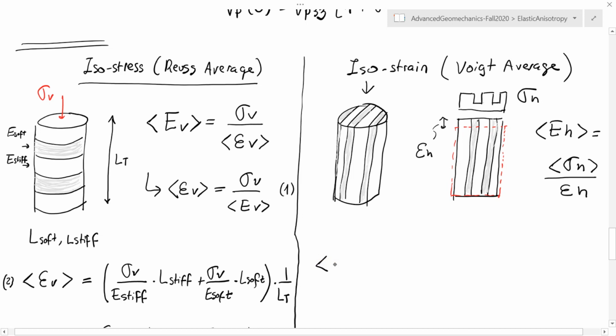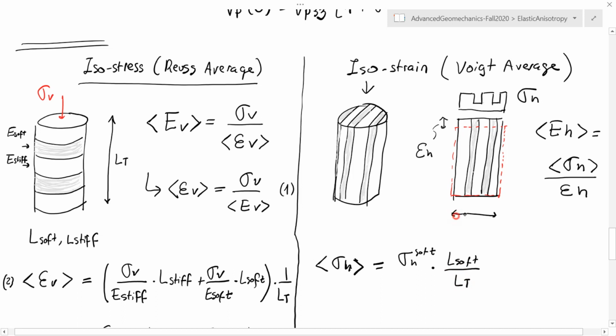This horizontal stress, the effective value, is going to be proportional to the horizontal stress in the soft layers times the length in the soft layer, or the participation in the soft layer, and this is going to be normalized by the total length.